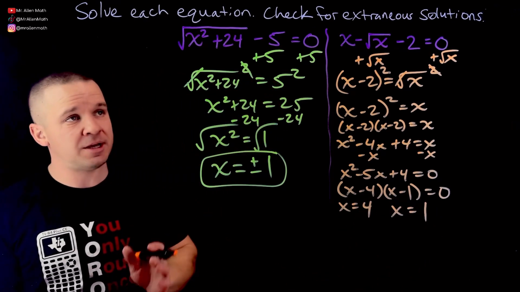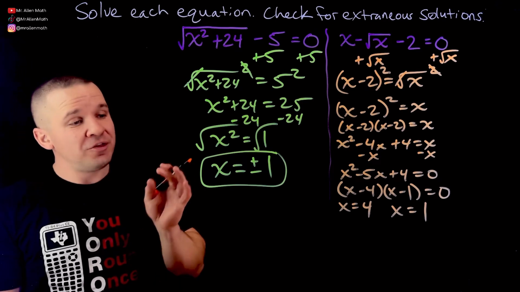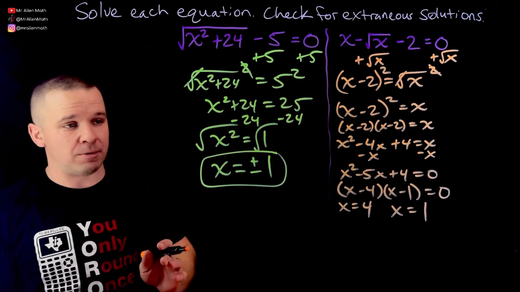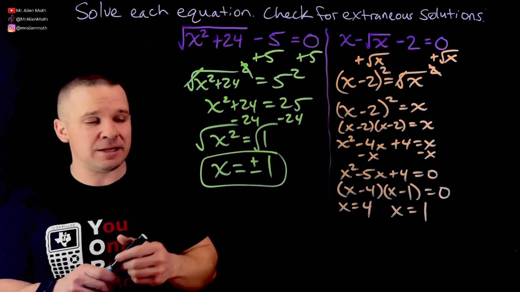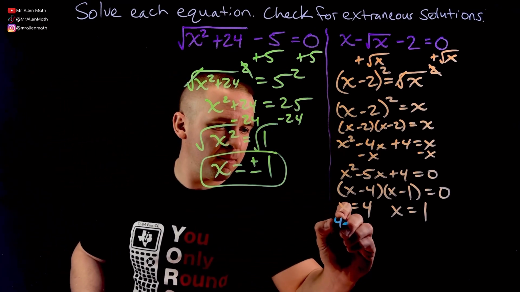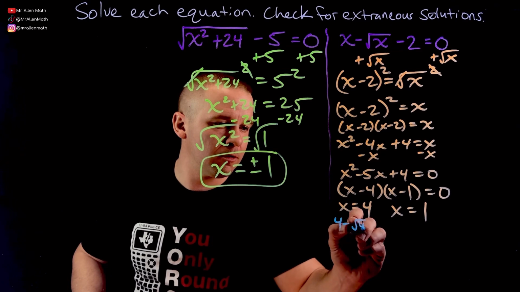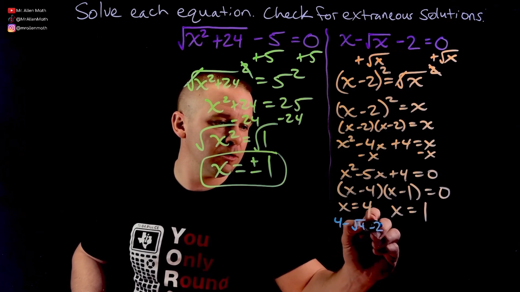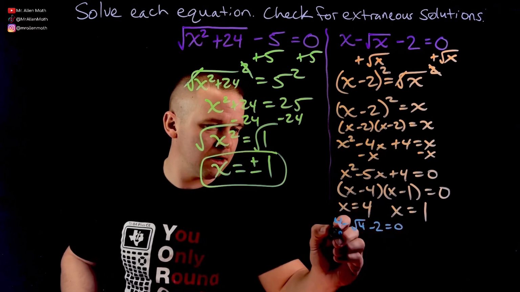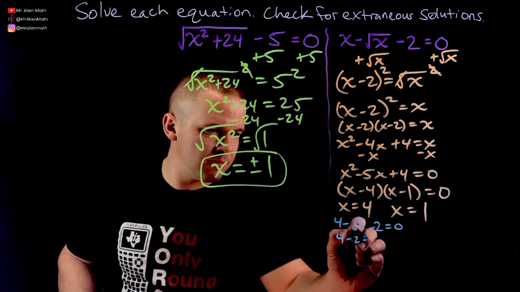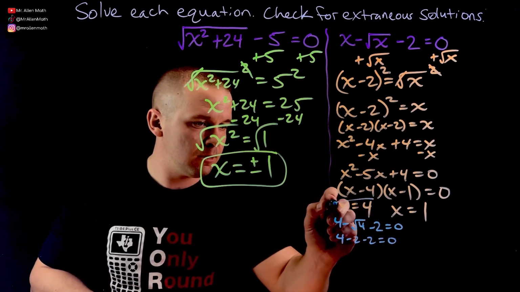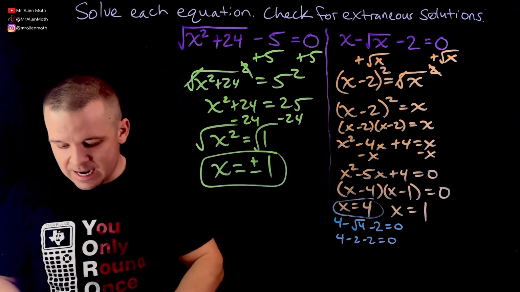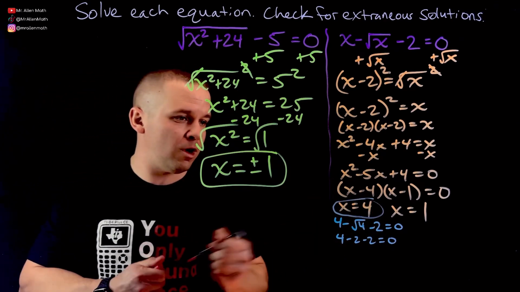But let's double check here and make sure these both work in my original problem. We'll do it in a different color here. We got a bit to plug in. I'd have 4 minus the square root of 4 minus 2. Does that equal 0? That's our question, right? Well, this is 4 minus 2 minus 2. That does equal 0. So that one checks out. We are good here.